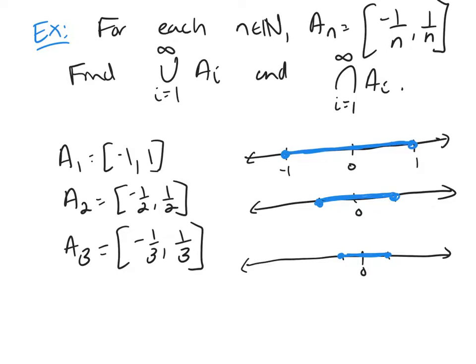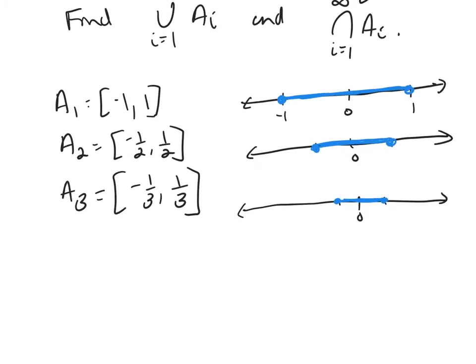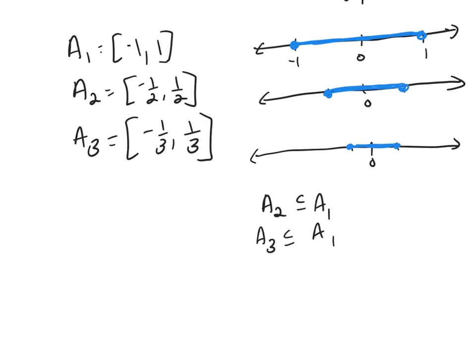And so now if I look at these sets, what happens is A2 is a subset of A1. And then furthermore, A3 is a subset of A1 as well. And so what's happening is these intervals are shrinking down, but every successive interval is a subset of the first interval. So if I'm looking for the union, it'll be the first interval, -1 to 1.